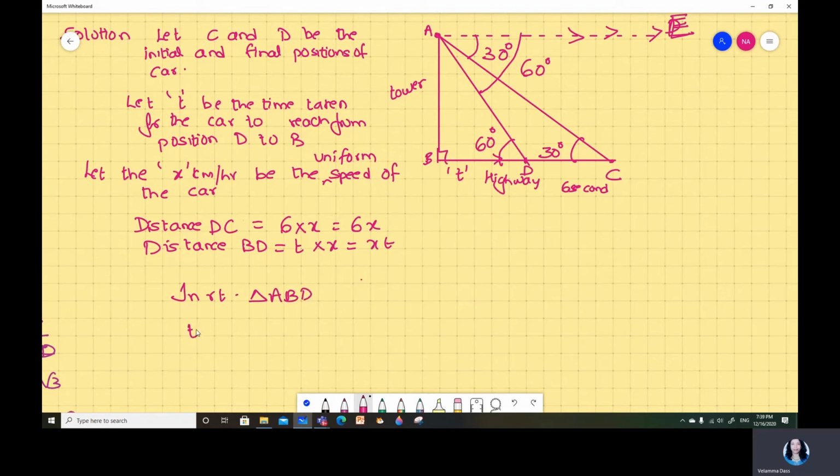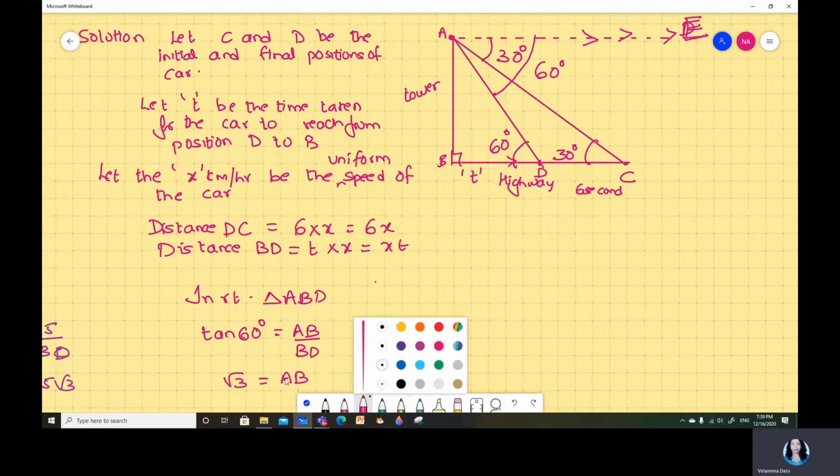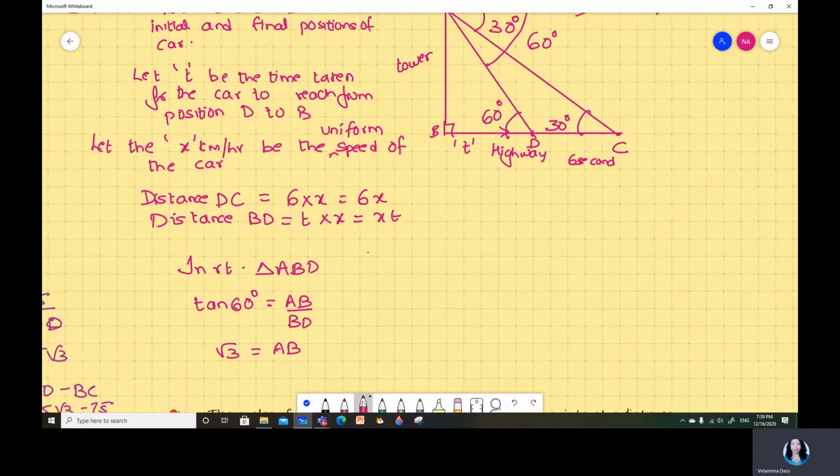In right angle triangle ABD, tan 60 degree equals opposite, that is AB upon BD. What is tan 60? That is root 3, and AB we need to find out. The height of the tower AB is not given, right? Yes, it's not given. So AB is a common side, so we can equate it. BD distance is xt, therefore AB equals root 3 xt. Let us mark this as 1.